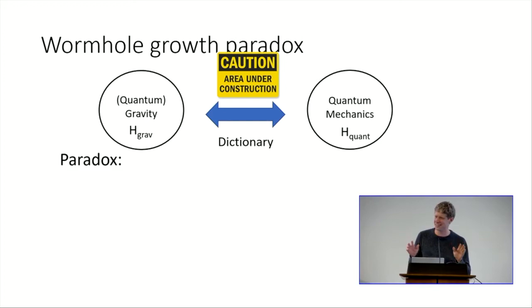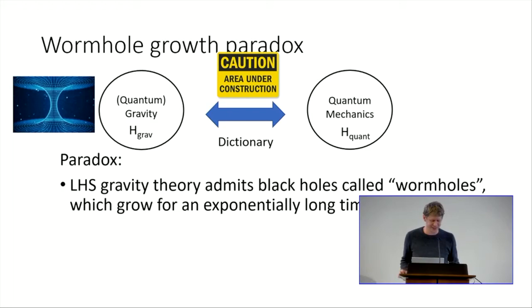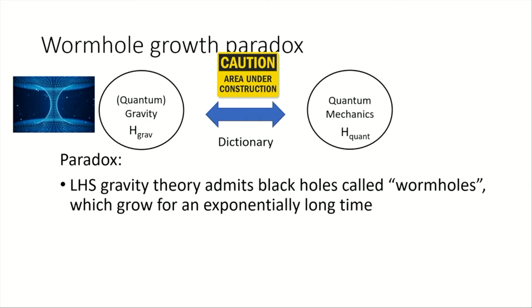But one obstacle, or thought experiment, that's been challenging in constructing this duality is something called the wormhole growth paradox. The paradox goes something like this. If you look at the left-hand side theory, the gravity theory, gravity admits solutions to Einstein's equations known as two-sided black holes or wormholes. So these are black holes that connect two distinct regions of space-time. And what these wormholes do is they just stretch and grow with time. This throat connecting the two space-times actually grows linearly even for an exponential amount of time. So it's a theory that never equilibrates in some sense.